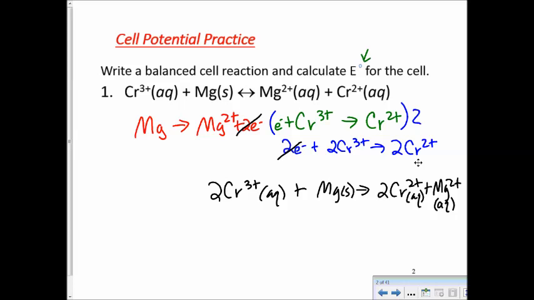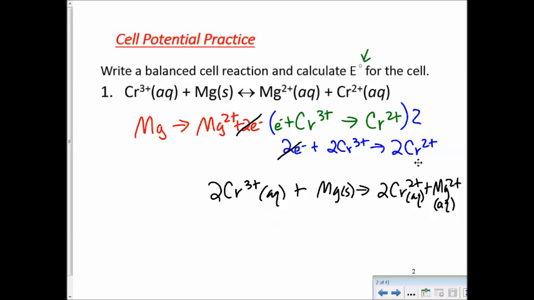The next part is looking up on the table to find our values. So, for our magnesium one, we're really looking for magnesium as a reduction. So it would be reversed: Mg2+ plus 2 electrons gives you Mg solid. So if we find that one on our list here, what is its value? 2.37.